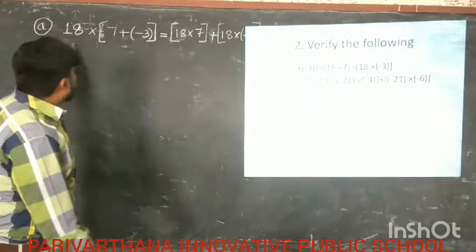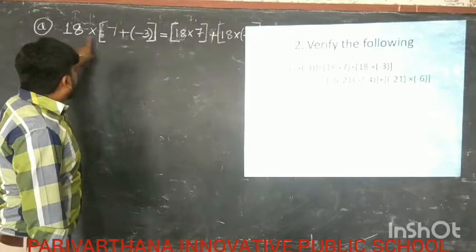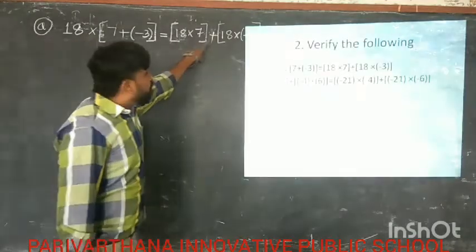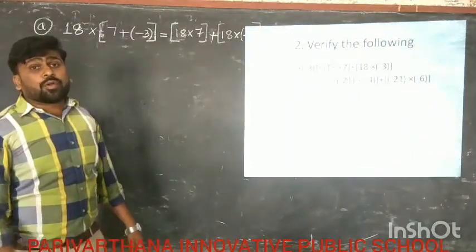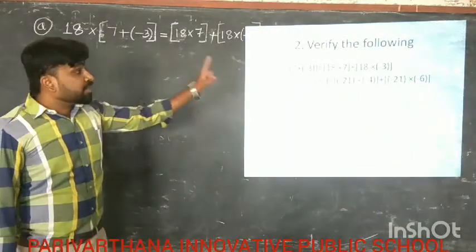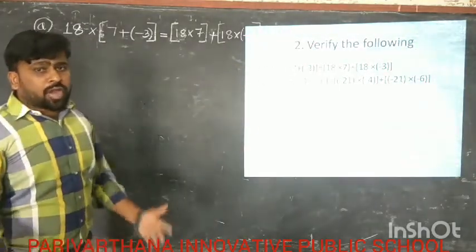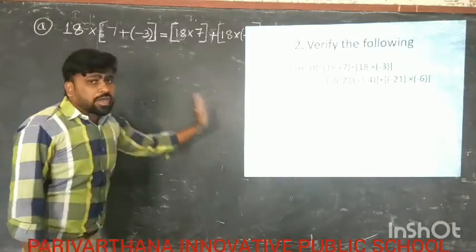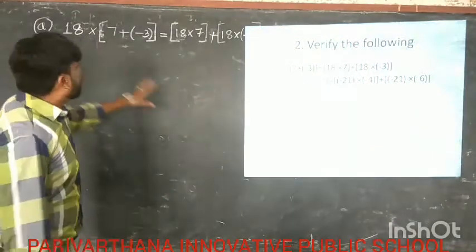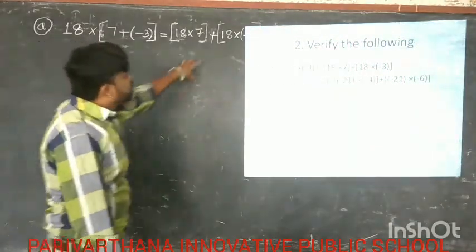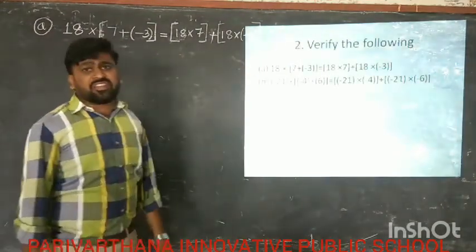Clear? Here it is A, it is B, it is C. See here, A into B plus A into C. What is the property? That is the distributive property. It is given as exercise 1.3, second main, first problem. You already know that LHS is equal to RHS in the distributive property also. Just you have to verify. Solve the LHS, solve the RHS. If the answers are equal, that means verified.